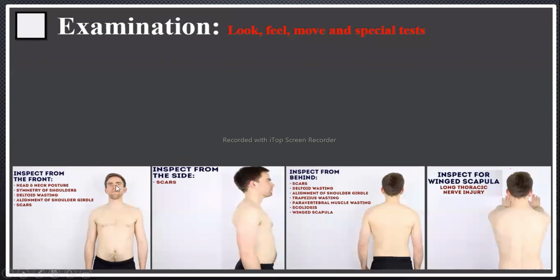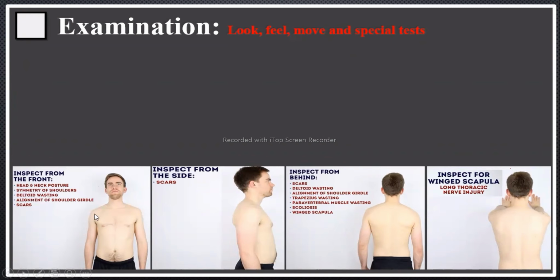So we will go for look. This is the slide for look. In the exam or in real life, look from the front, from the side, from the back, so 3 views. Here in front, you will look for what? Head and neck, posture, alignment. You will look for symmetry of the shoulders, both shoulders at the same level or not. You will check for deltoid wasting.